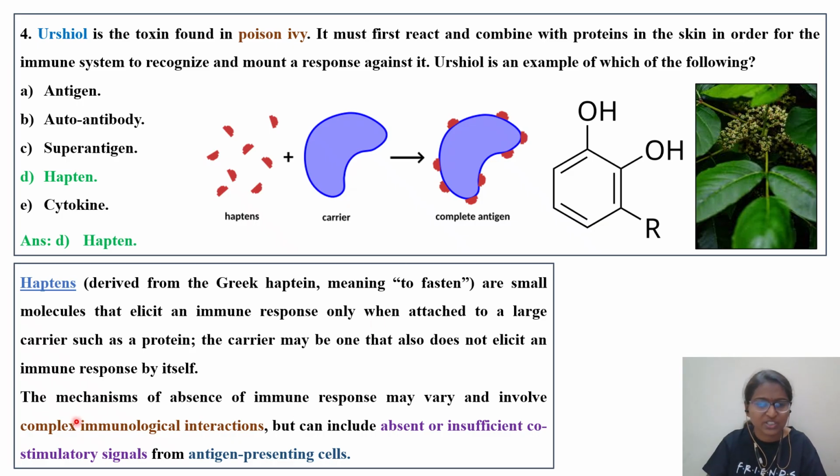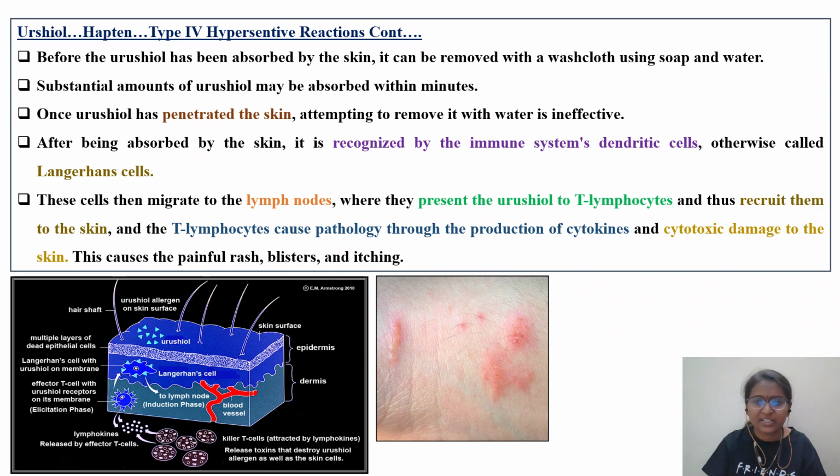The mechanism of absence of immune response may vary and involves complex immunological interactions, but can include absent or insufficient stimulatory signals in antigen presenting cells. So there are APC cells. We'll see in the next slide that Langerhans cells are involved. Let's understand this concept in detail, because this is a repetitive topic of question.